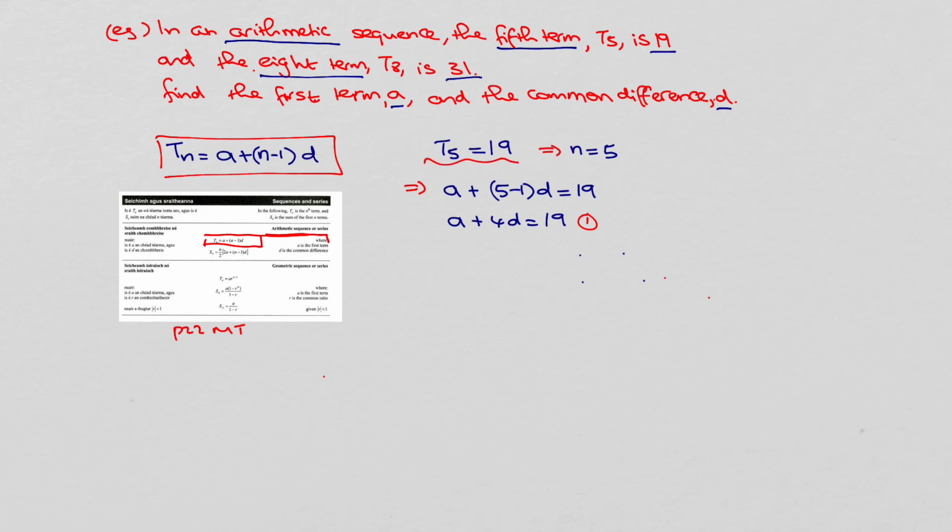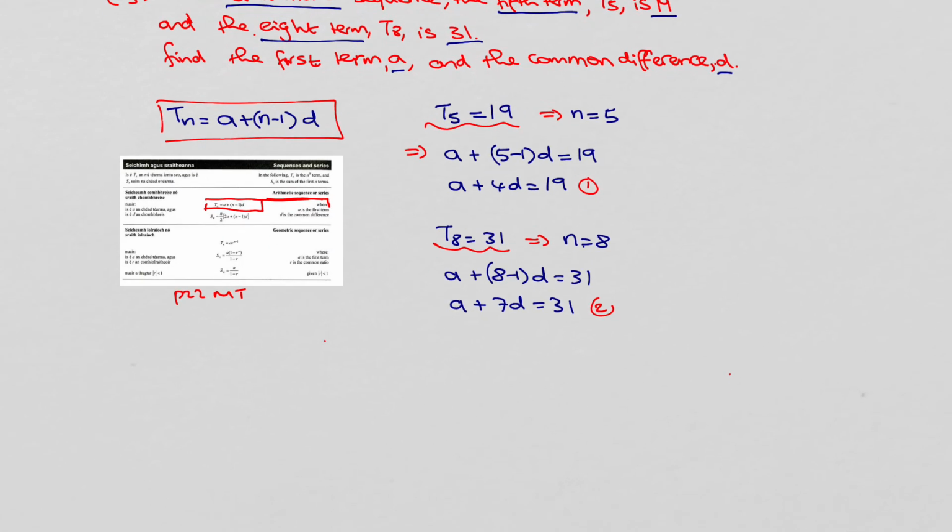If we have the second piece of information, T8 is equal to 31, well, that implies that n is equal to 8. So if we sub in again for n, we will get a second equation in terms of A and D. In other words, A plus 7D is equal to 31. So now we have two equations in terms of A and D. So if I put them side by side, we have A plus 4D equals 19. And we have A plus 7D is equal to 31.